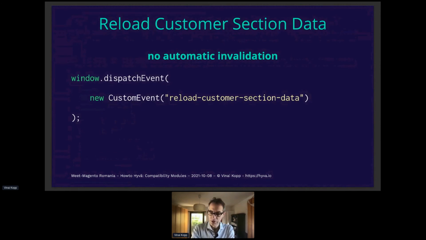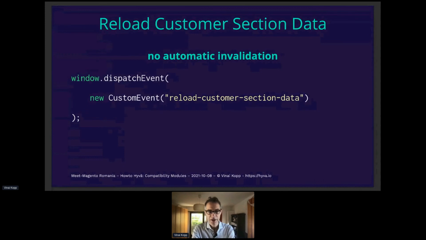So in the configuration server side, we can map specific parts of the customer section data to actions. And whenever a post or delete method request is sent to the server, the browser automatically invalidates or reloads part of the customer section data. Again, all this logic that was written with the intent of reducing the overhead has been dropped from Hyvä. Instead, there's just a single event, reload customer section data, that we can dispatch in case we want to reload any part of the customer section data. Turns out this simplification makes everything a lot faster.